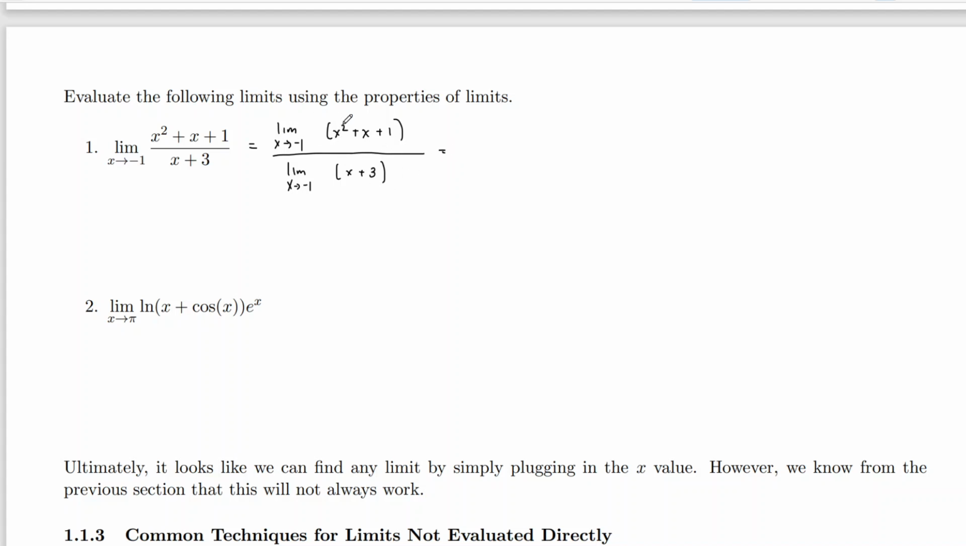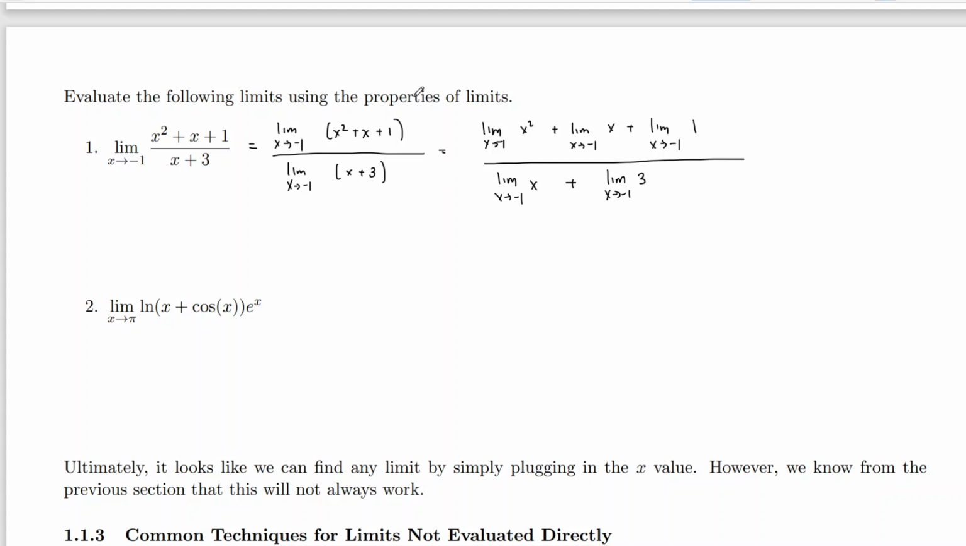Now in the top and bottom we have a whole bunch of additions, no subtractions, although it would be done the same way. We can do the limit of each part. So we do the limit as x goes to -1 of the first thing, which is x squared, plus the limit as x goes to -1 of the next thing, which is x, plus the limit as x goes to -1 of the last thing, which is just 1, over the limit as x goes to -1 of just x, plus the limit as x goes to -1 of 3.